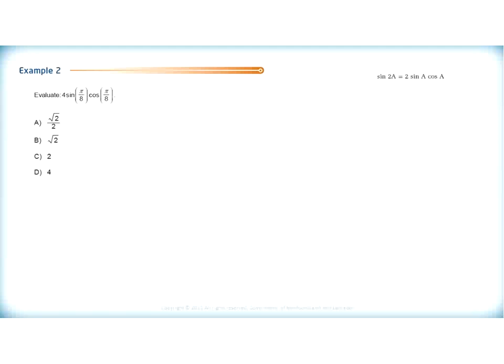the sine of pi over 8 times the cosine of pi over 8. Now, looking at that, you may not recognize that as being any particular identity. But notice that we have the same value here of pi over 8. So it looks something like sine A times cosine A. Now, I don't have an identity for sine A times cosine A, but I do have an identity for 2 sine A times cosine A. And here it is over right here.